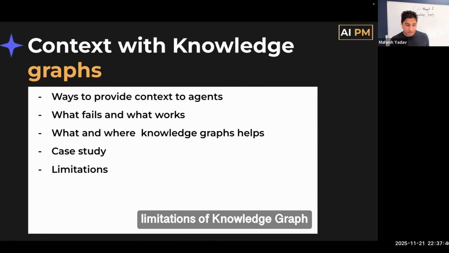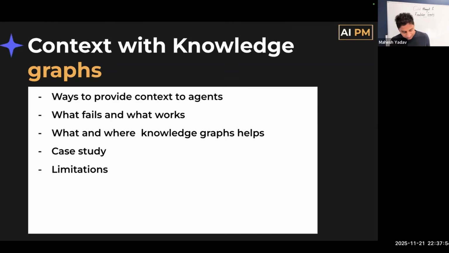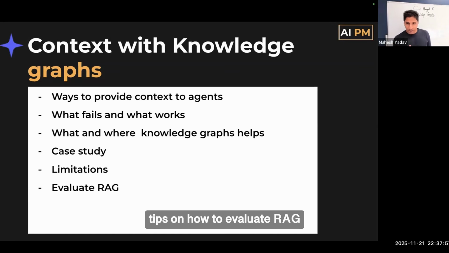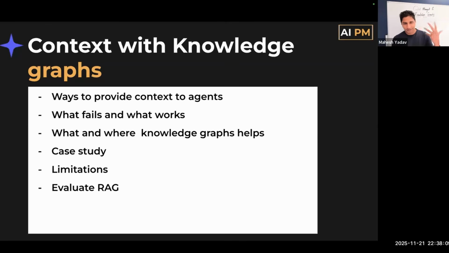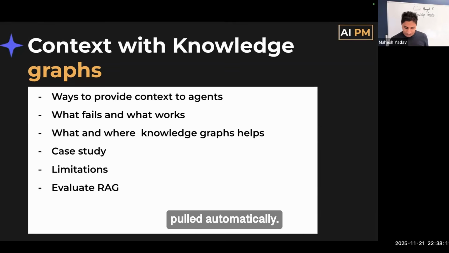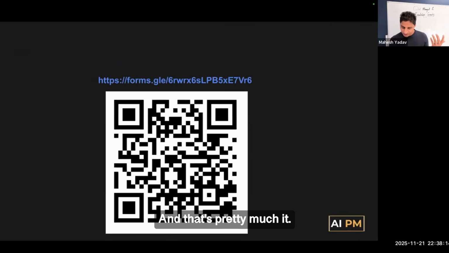Then I will discuss limitations of knowledge graphs, because if they are so super cool, then why are they not as popular as vector databases or retrieval augmented generation, called RAG? What is stopping you using knowledge graphs everywhere? And then I will give you tips on how to evaluate RAG and knowledge graphs. Okay, because this last thing is important. Maybe that's the only thing. If you can do it correctly, everything falls behind. This is one thread you can pull, then all threads get pulled automatically. And that's pretty much it.